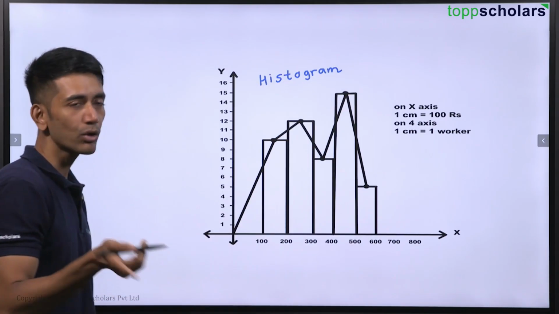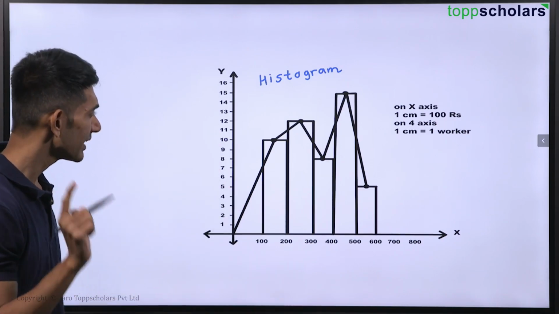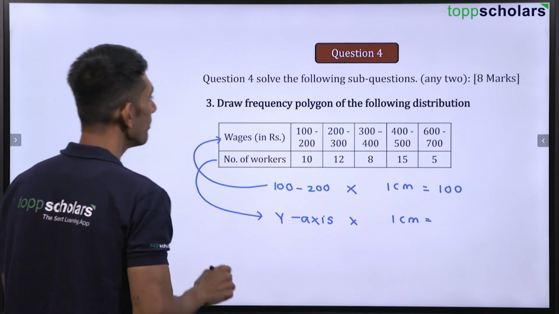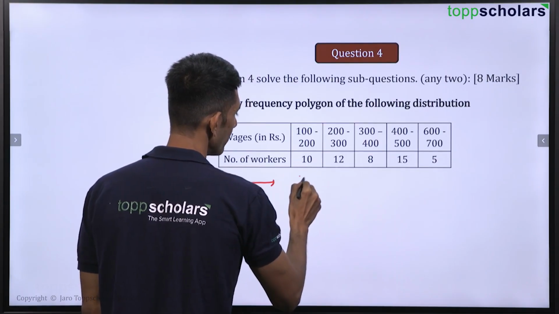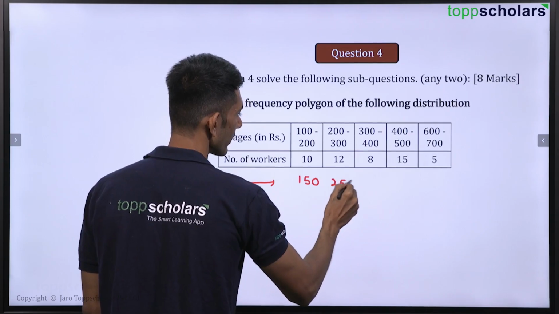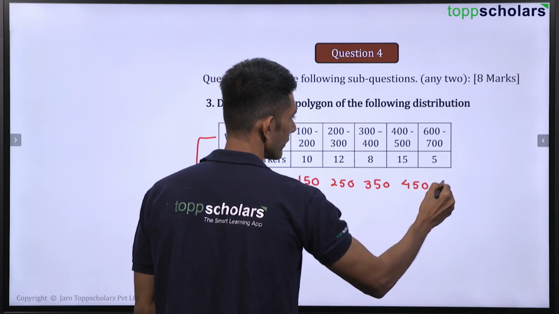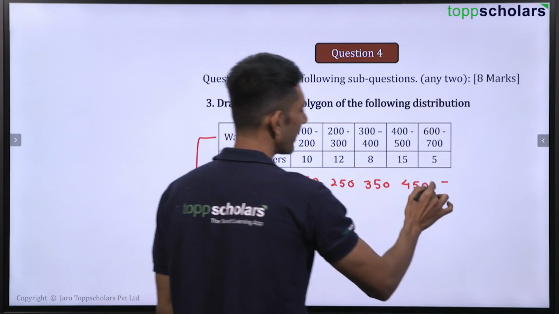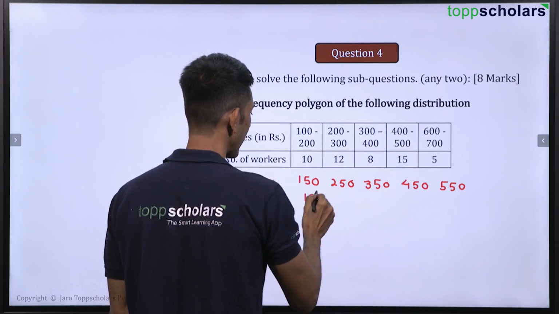Ideally they have not told you to draw the histogram, so even if you don't draw the histogram, that is absolutely okay. But there is one important key factor here, and that is getting the mid values. So here the mid value will be 150, here the mid value will be 250, this will be 350, this will be 450, and this would have been ideally 500 to 600, so 550, correct? And then the corresponding value is 10.